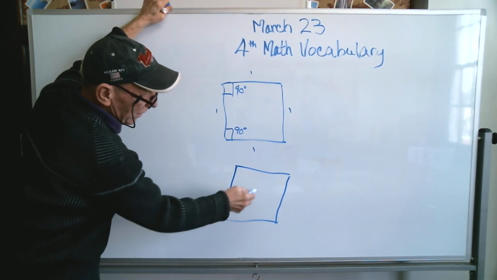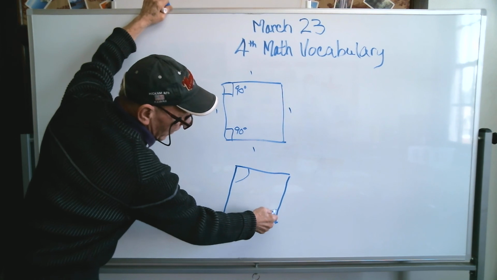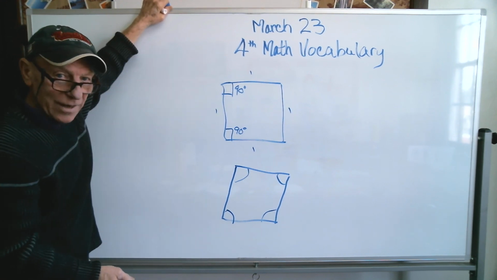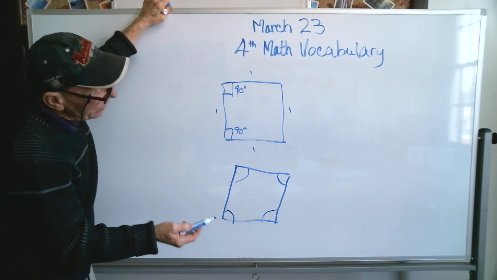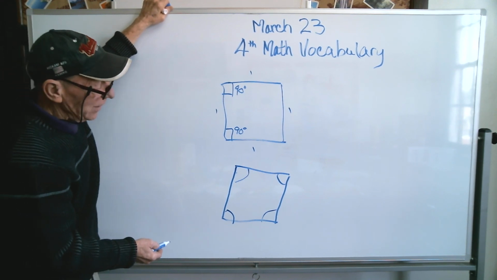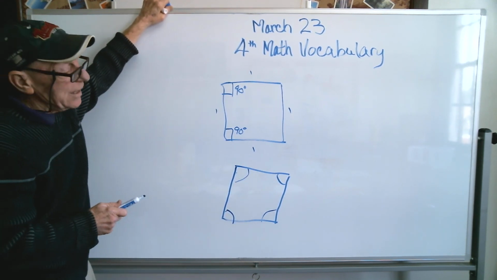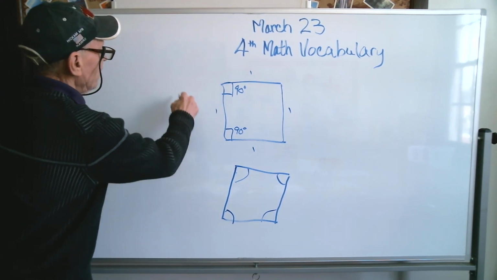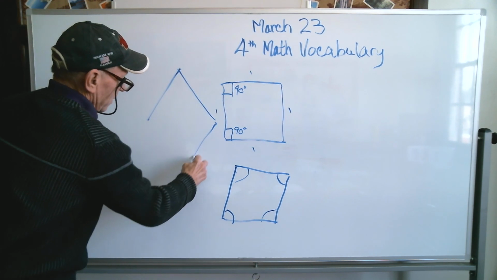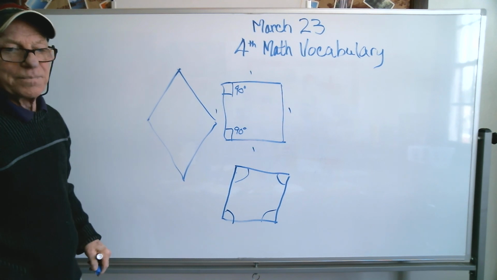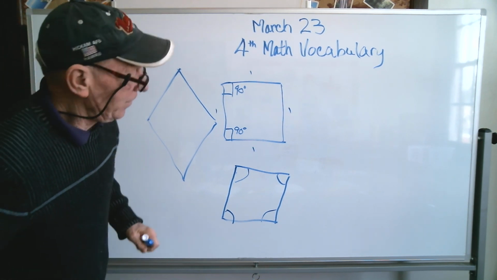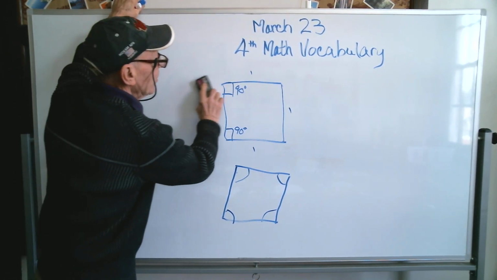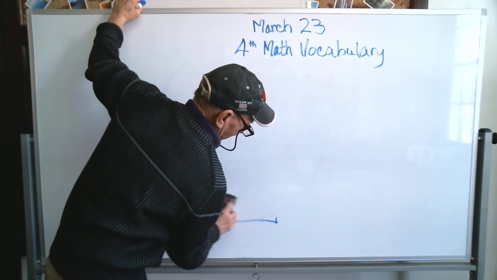A rhombus, though, in a rhombus you have two obtuse angles and two acute angles. So that means you've got two angles in a rhombus that are greater than 90 degrees, and two angles that are less than 90 degrees. That's how a rhombus is defined. It can also be in the shape of a diamond, which is also called a diamond. Again, sometimes there are several names for the same object.